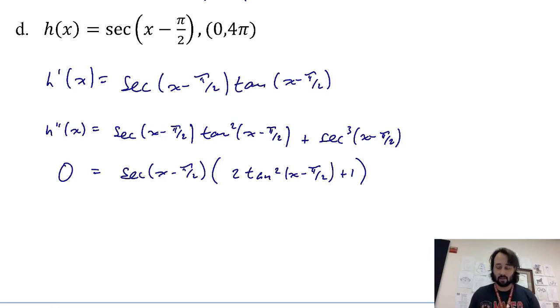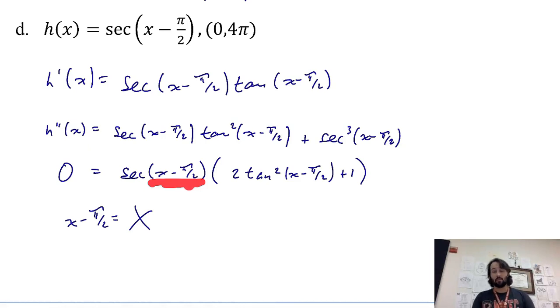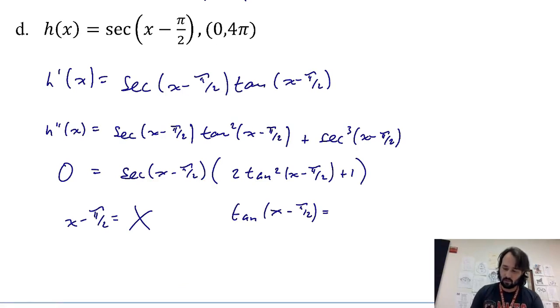And I want to see if I can find any zeros. Well, if I set x minus pi over 2, my angle, equal to whatever I want to, I need to figure out what angle I need to put in such that secant would come out 0. It's not possible. Secant's never going to be 0 because it would be 1 over cosine. And if cosine is 0, then that means secant is undefined. So that's not going to happen. So the other place would be when tangent of x minus pi over 2 is equal to negative square root of negative 1 over 2 when I solve, which is also not possible. So there's nowhere on this domain that I am equal to 0 for my second derivative.